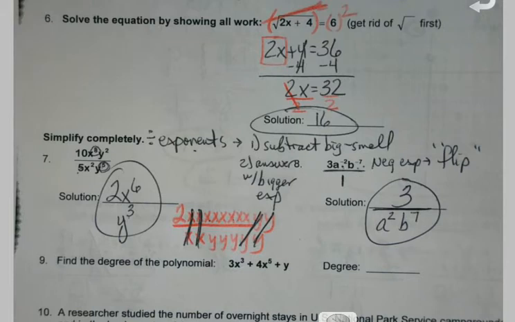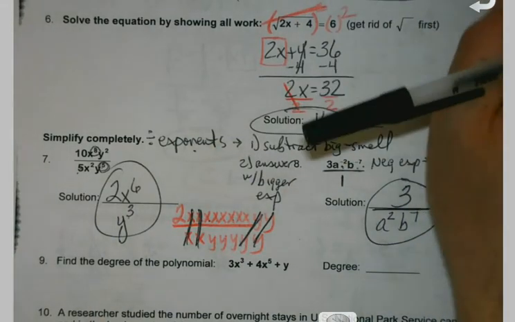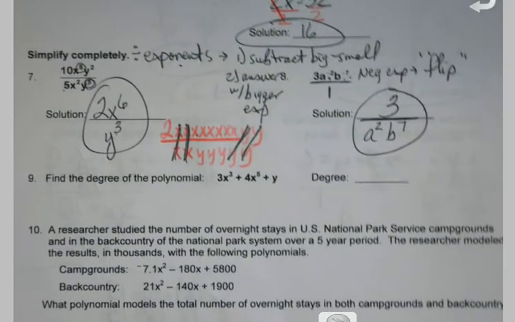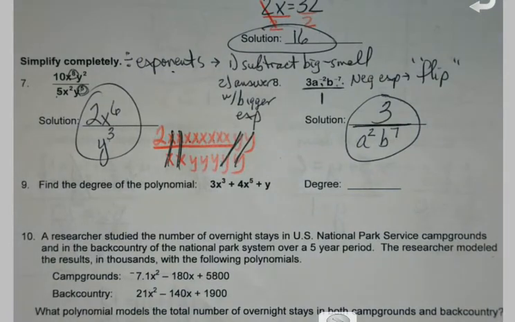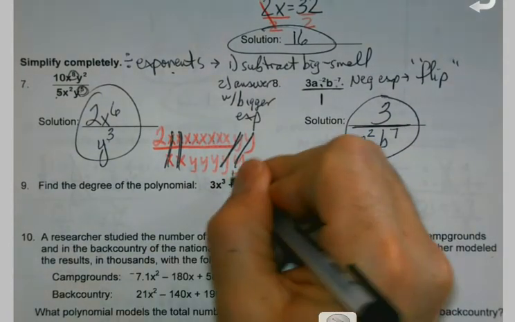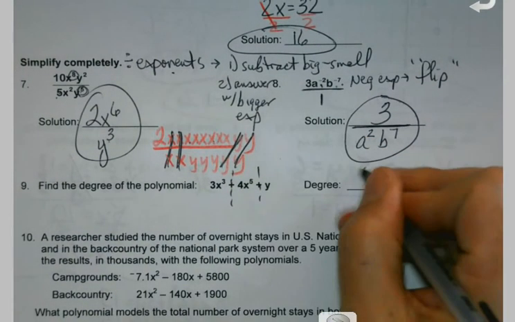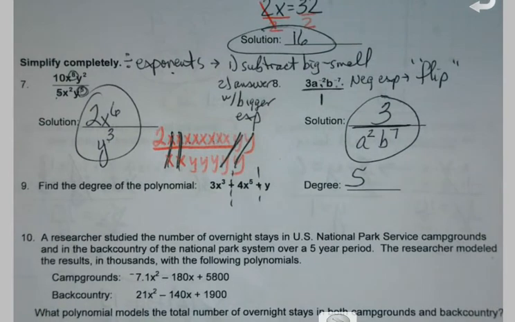And that's it. The degree is the biggest exponent on one term. That's 5. So it's going to be 5. And that's it. Next. Wish they were all going that quick, right?